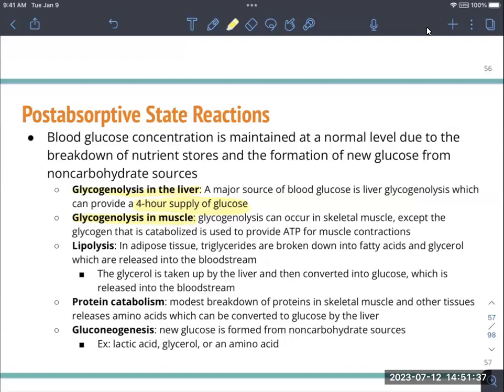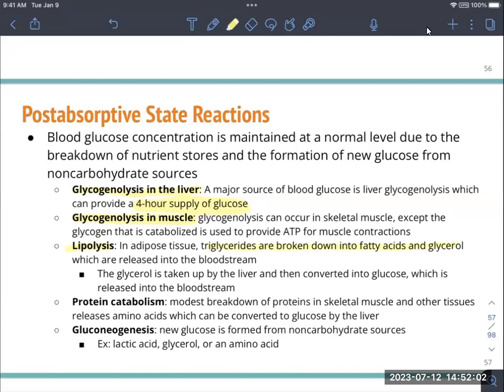So the muscles don't release that glucose out into the bloodstream. They use that glucose. Once they get that glucose, it's all theirs. Lipolysis. So we start to break down triglycerides.